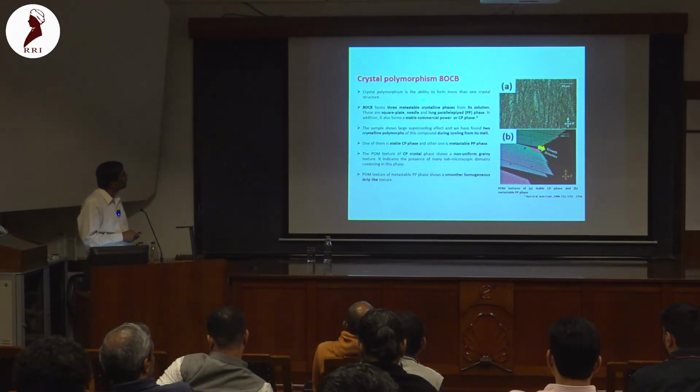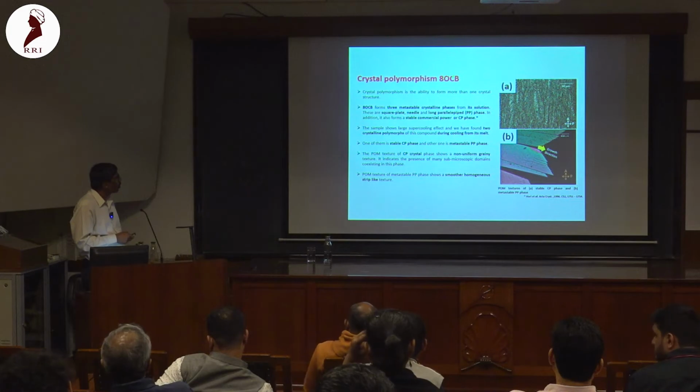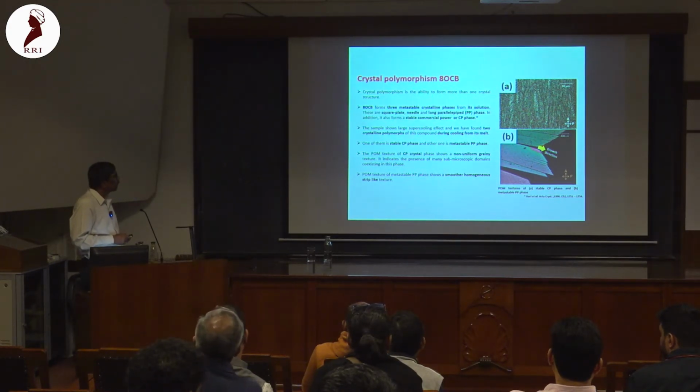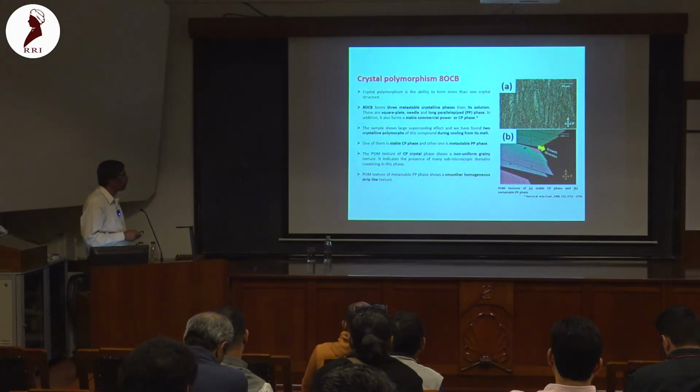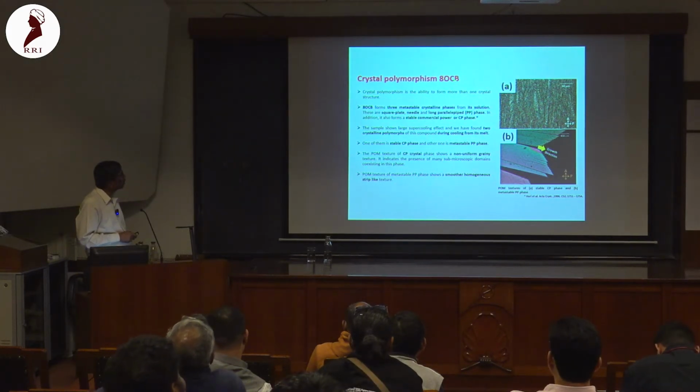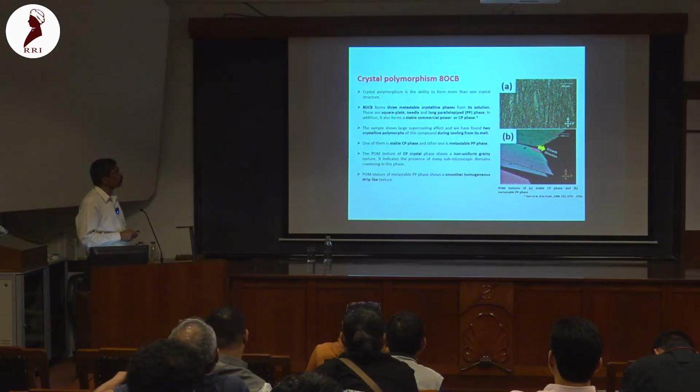Then we were studying various liquid crystals, and then we found that there is a liquid crystal called 8OCB. This is a strongly polar rod-like molecule, and we found that when you heat it at some 54 degrees, it melts to a liquid phase. But when you cool it, it has a large supercooling, means it doesn't go to crystal easily.